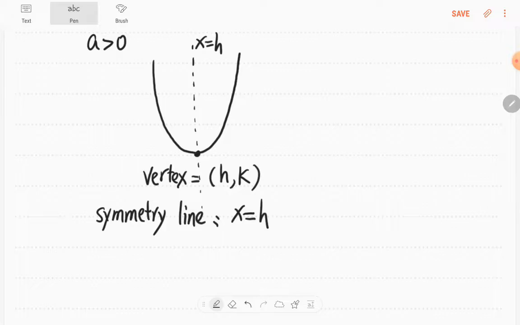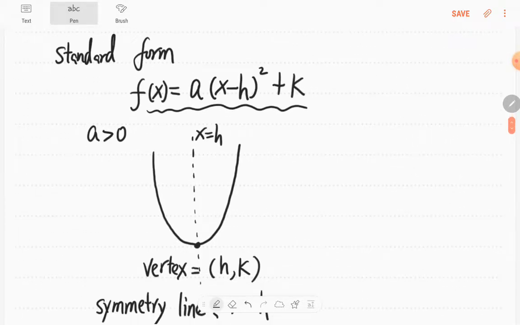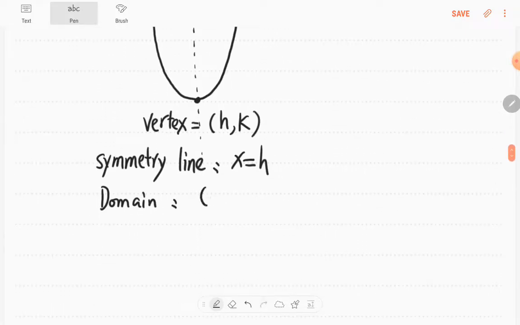Okay, and if you look at the domain for this case, the domain is the x values you can plug in. Actually, you can plug in any x values, right? From the graph, you can extend forever. So this would be all the x values. So the domain is negative infinity to infinity.